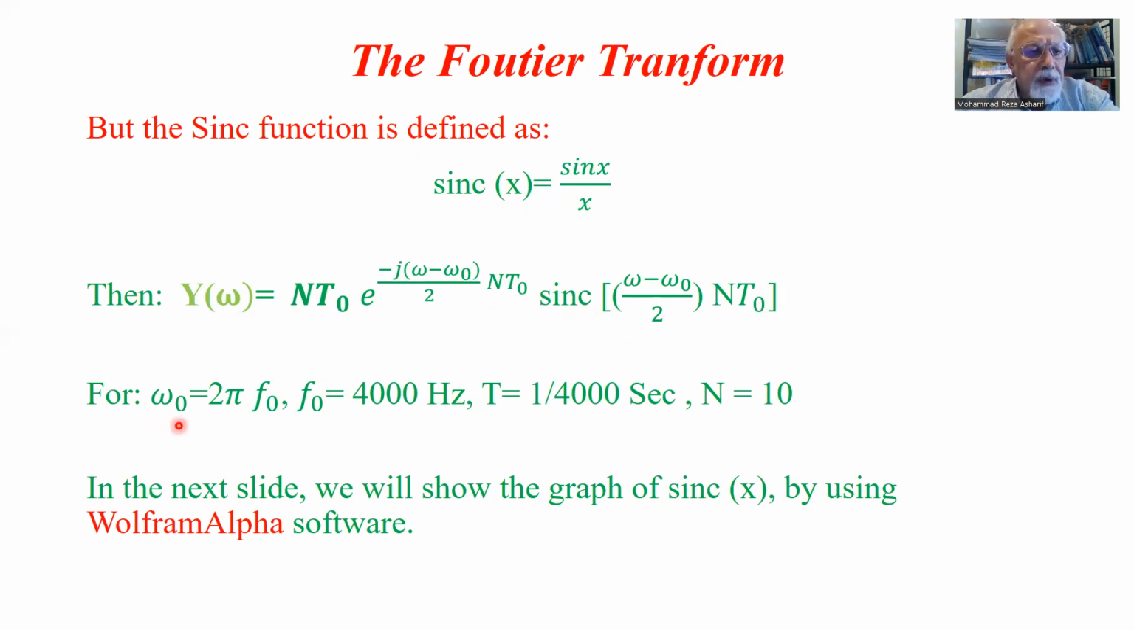For instance, we have 2 pi omega 0, and omega 0 is 4,000 hertz, for instance an audio signal, or it can be any signal, with a period of 1 over 4,000 second, and n is only 10 cycles. So it's a finite length. Now we want to show what the finite length Fourier transform is. In the next slide, I will show you the graph of sinc x.